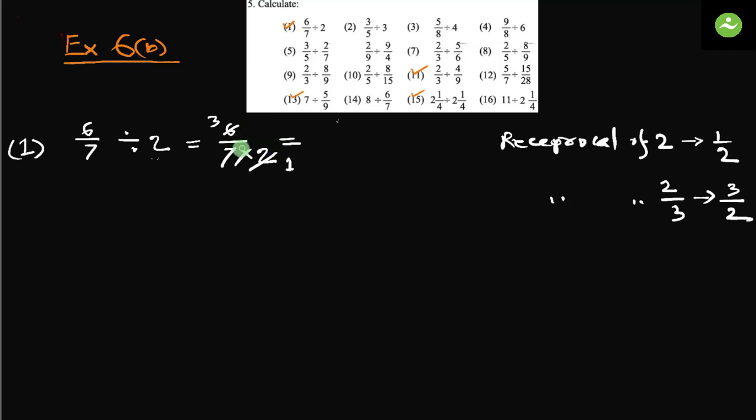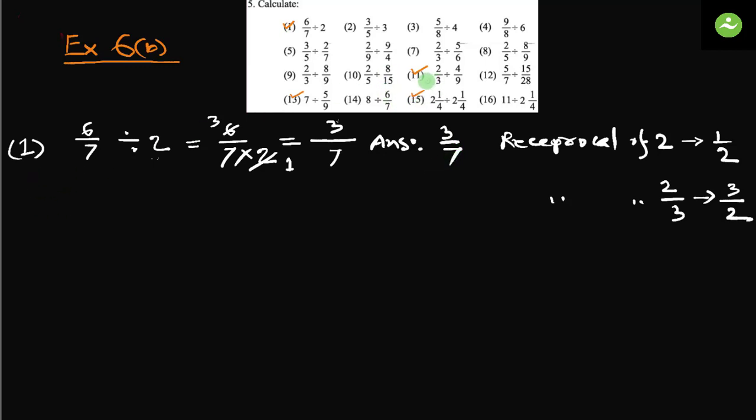We have divided 6 by 2 and it is 3. We have divided 2 by 2, it is 1. So the numerator is 3 and denominator is 7. 7 into 1 is 7. And that is the answer. Answer is 3 over 7.